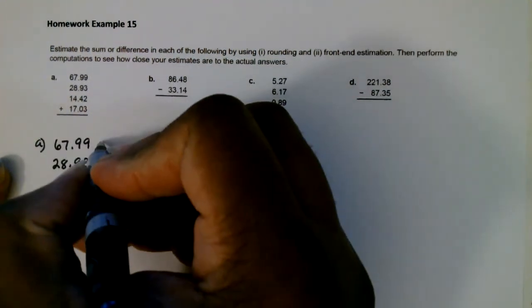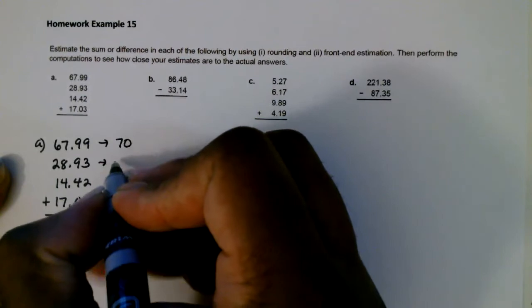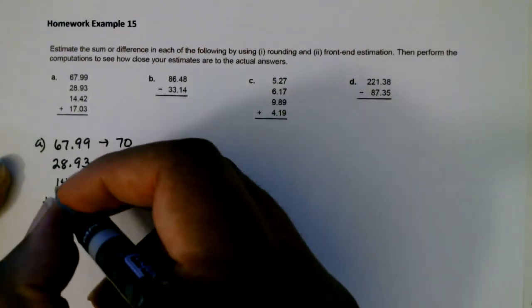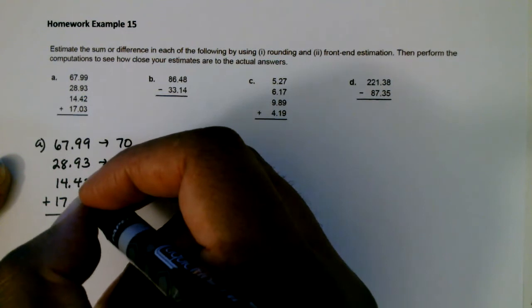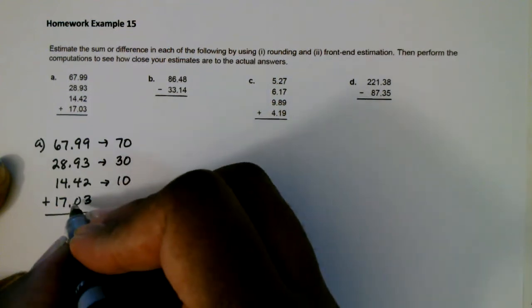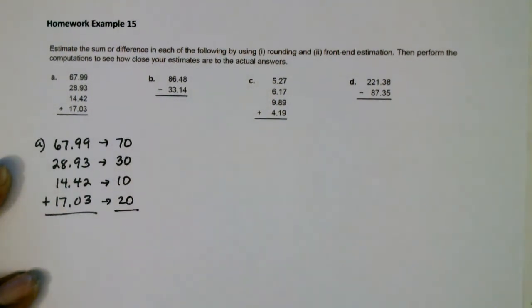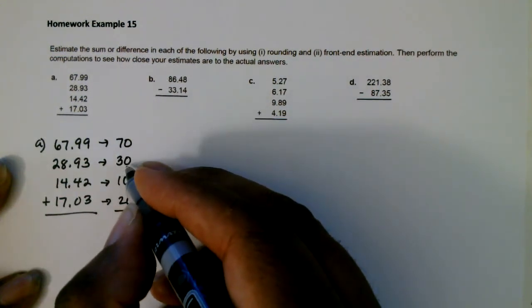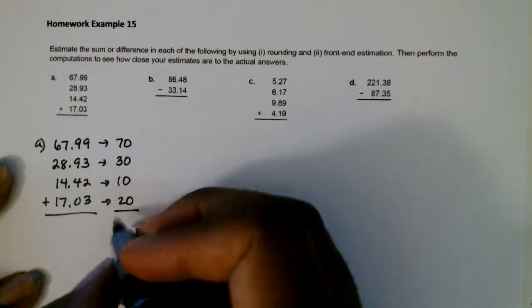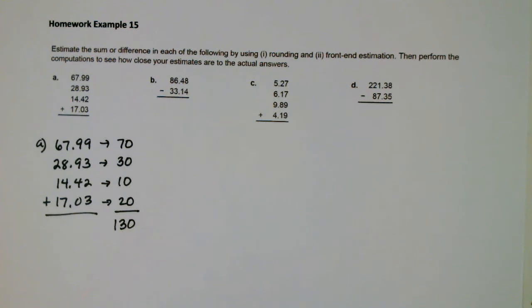$67.99 will have to round up to 70. $28.93 to the nearest 10 will round up to 30. $14.42 to the nearest 10 will round down to 10. And then 17.03, we'll round up to 20. Okay, because I'm rounding to the nearest 10. So if I add 70 and 30, that's 100, plus 10 is 110, plus 20 would be 130. So that sum would be $130. I mean, 130.